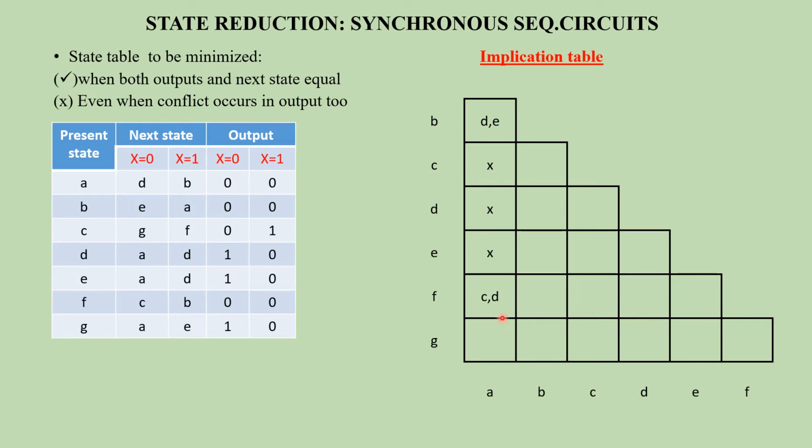Like we will consider this comparison, A and F. Look at A and F. Both the outputs are same. But see, when x is equal to 1, the next state is the same. So we are considering only C comma D. Right. So this is how we have to fill the table fully and look at the implied states.